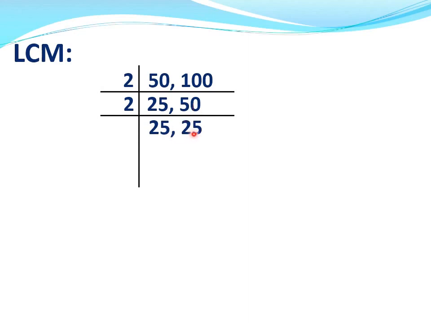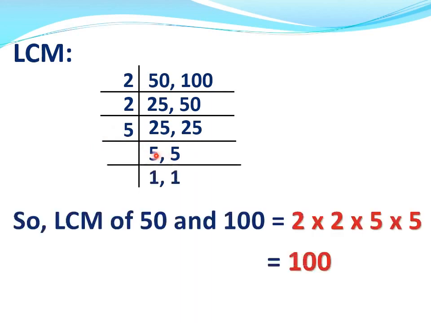This 25 and 25, these both numbers are divisible by 5. Write here 5. See, 5 multiply 5 equal 25, 5 multiply 5 equal 25. Now factorize this 5 and this 5, divisible by 5. See, 5 multiply 1 equal 5, 5 multiply 1 equal 5. So LCM of 50 and 100 equal 2 multiply 2 multiply 5 multiply 5. 2 multiply 2, 4 multiply 5, 20 multiply 5, 100. Write here 100. Thus 100 is the LCM of 50 and 100.